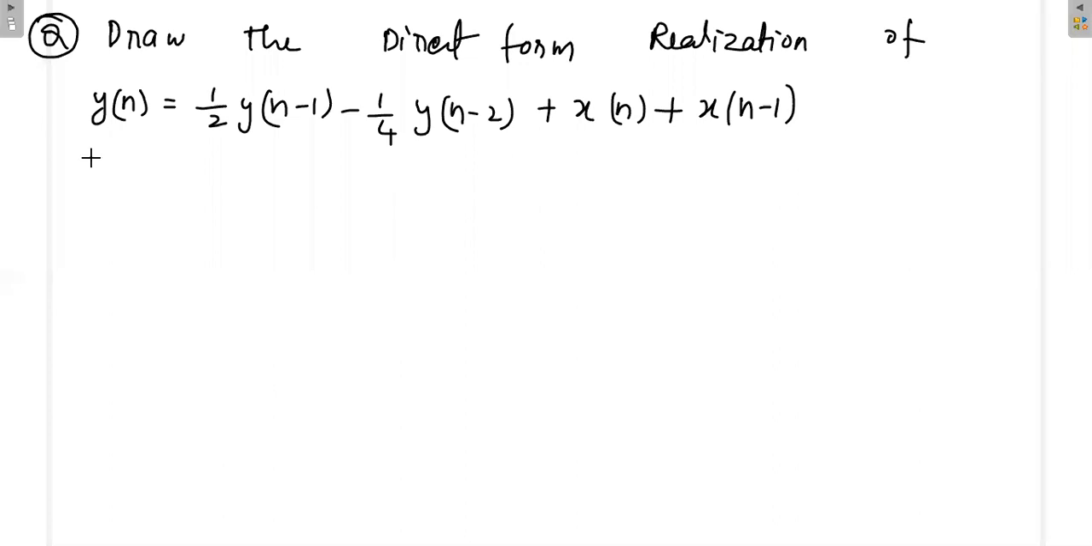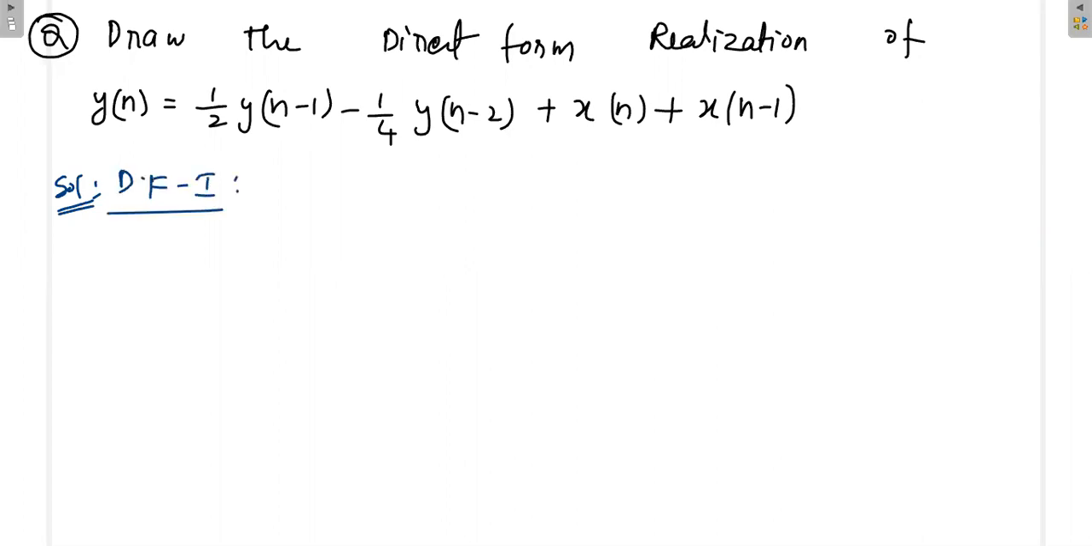Next question. Draw the direct form realization of y of n is equal to 1 by 2 y n minus 1 minus 1 by 4 y n minus 2 plus x of n plus x of n minus 1. In this case, they are asking direct form, only direct form. So we'll try to realize it in both direct form 1 as well as direct form 2 structure. Okay, first direct form 1 format.